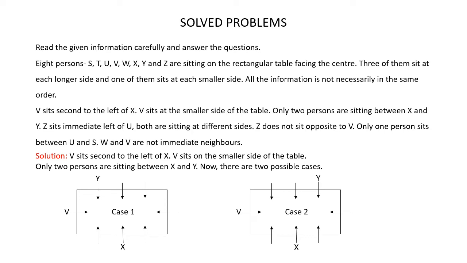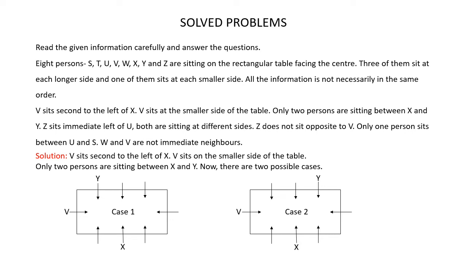Now the information V sits second to the left of X and V sits at the smaller side of the table is direct information which helps us to fix the position of V and X. Look for some continuation statement which refers to either V or X. Proceed from this continuation statement to complete the seating arrangement.